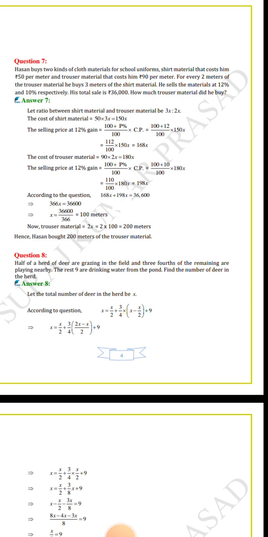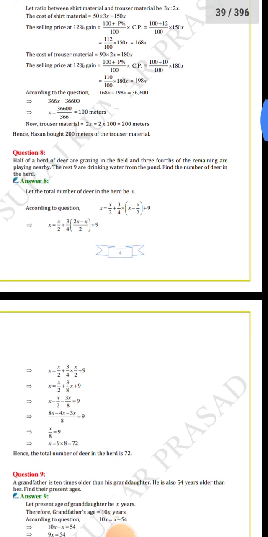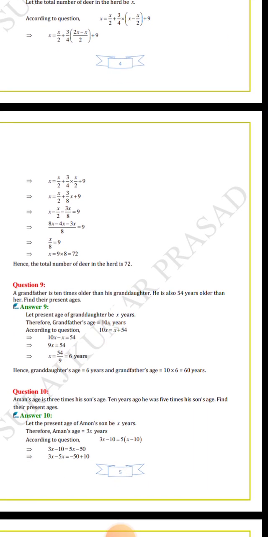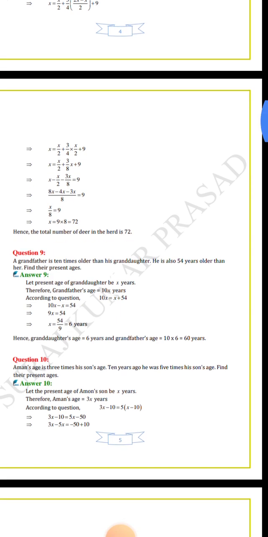According to the question, x equals x by 2 plus 3 by 4 into x minus x by 2 plus 9. Then we can get x equals x by 2 plus 3 by 4 into x by 2 plus 9. Then x equals x by 2 plus 3 by 8 x plus 9. Then x minus x by 2 minus 3x by 8 equals 9.